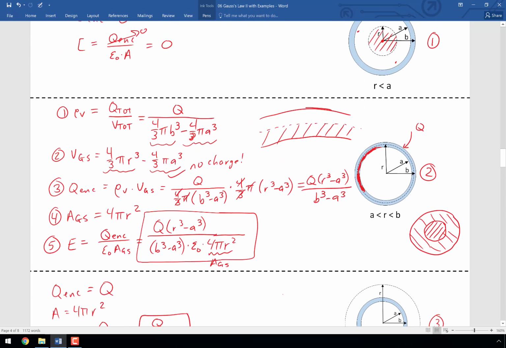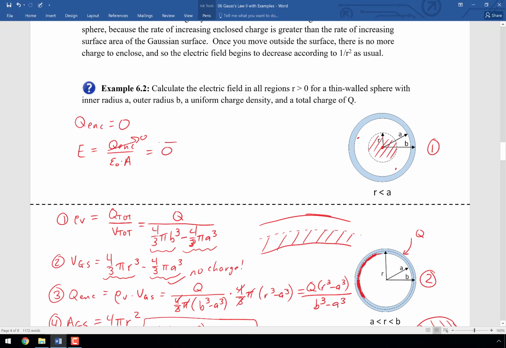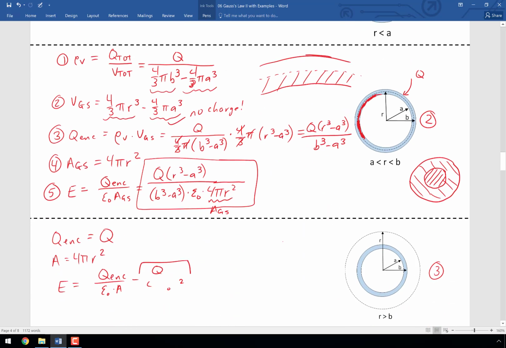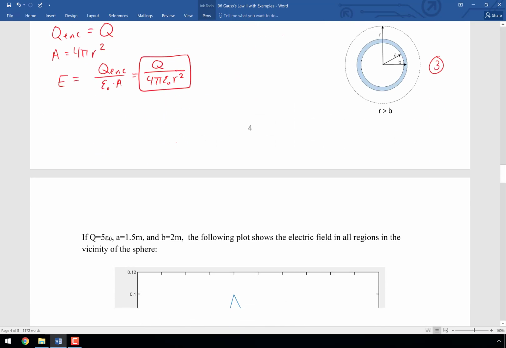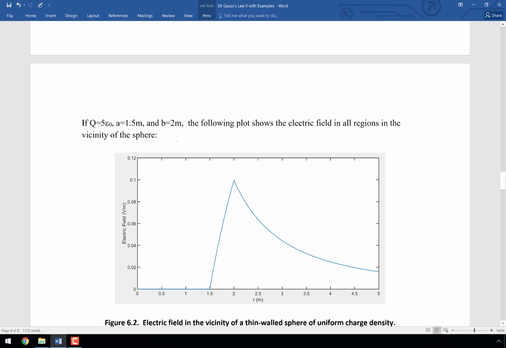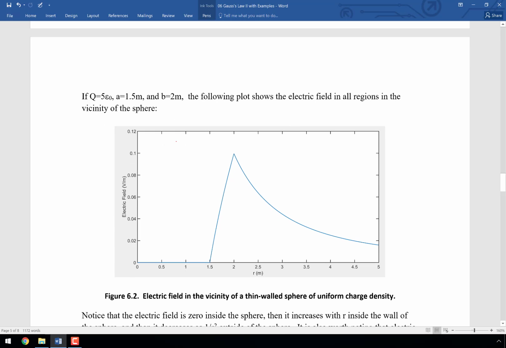So we've got 3 regions. We have 3 different functions. One of them is trivial, one of them was pretty challenging, and then the third one is something that we've done several times now. And here's my favorite part: if you combine those together, and here I've chosen Q to be 5 epsilon 0, a is 1.5 meters, b is 2 meters, this is what the plot gives you.